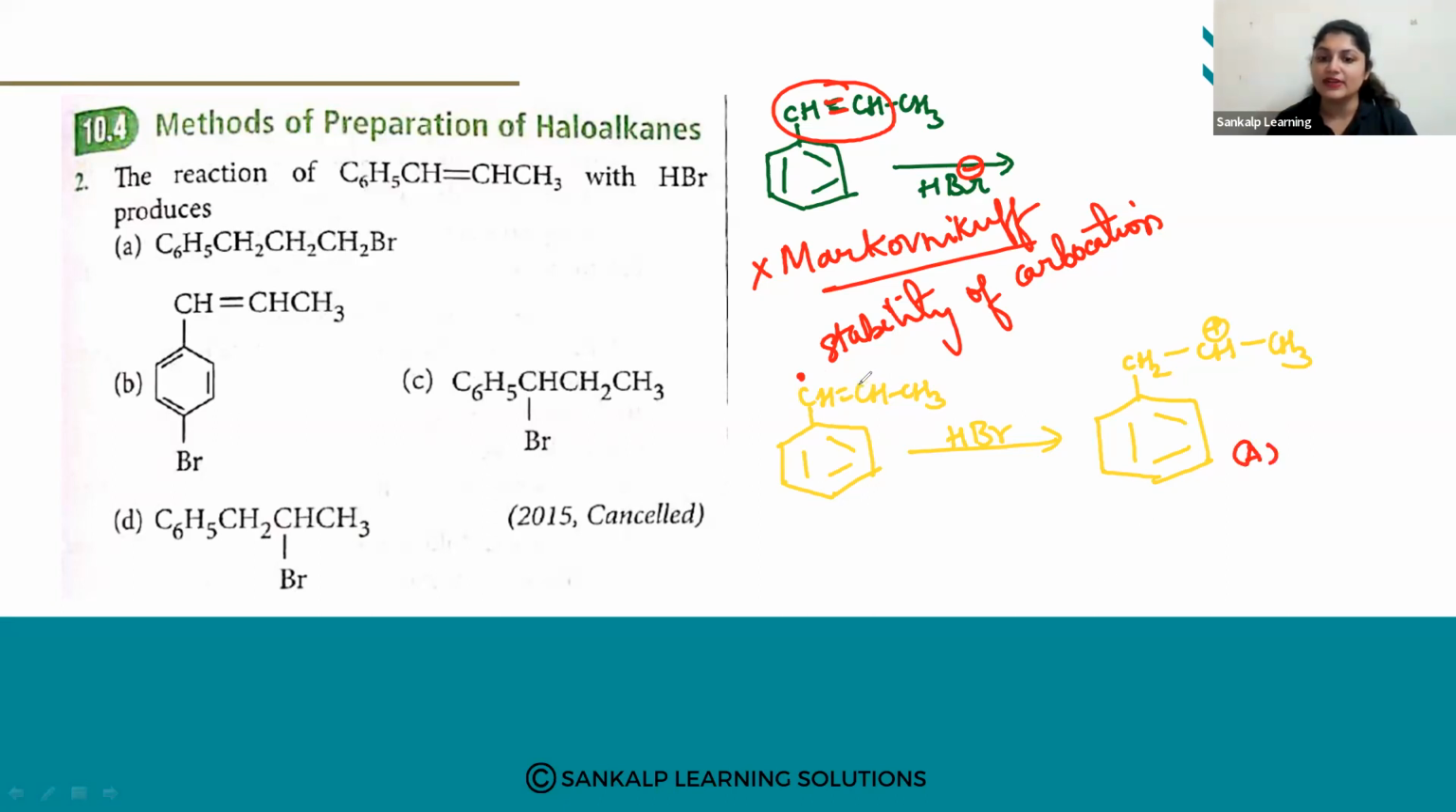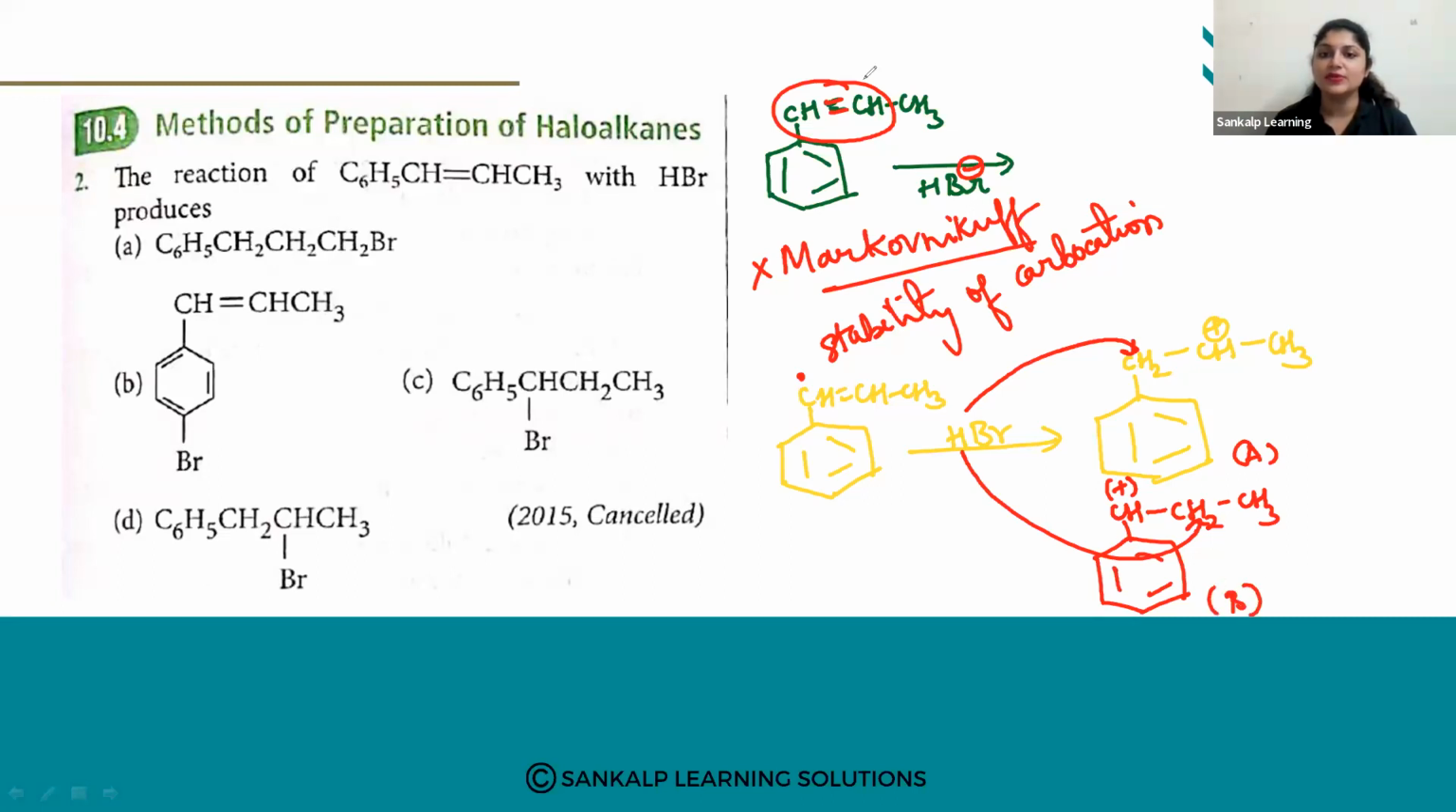Then second, if it attacks this particular carbon, the second carbon, what will be the product? It will be CH, then CH2, then CH3. Here the H has attacked this particular carbon. So these are the two products, A and B.